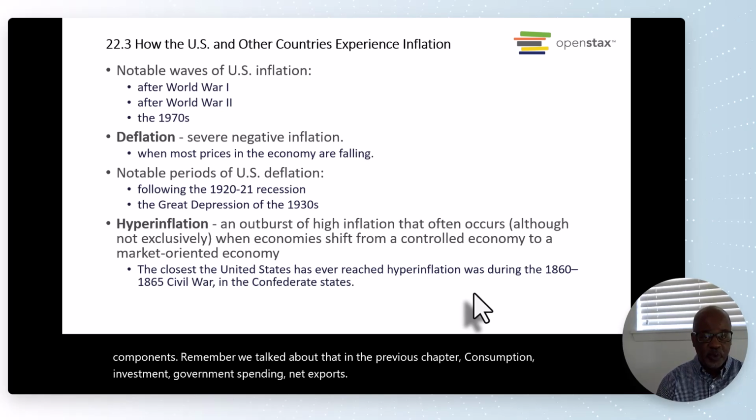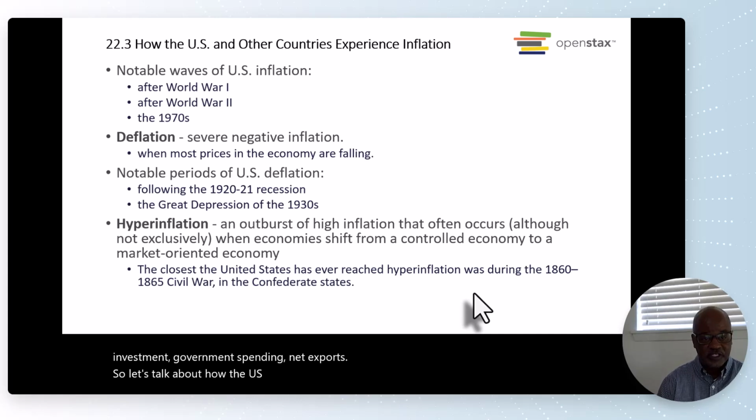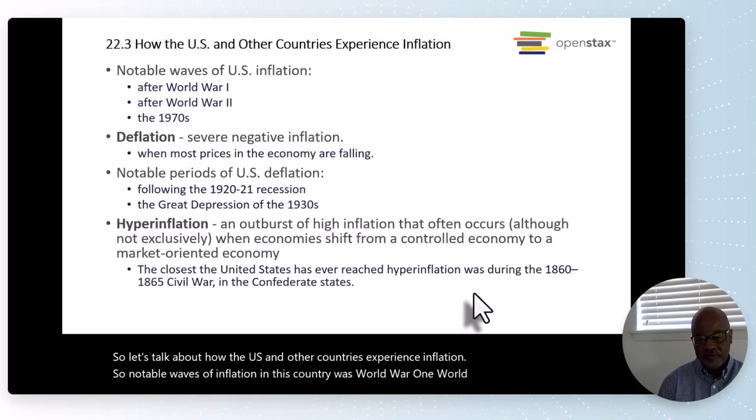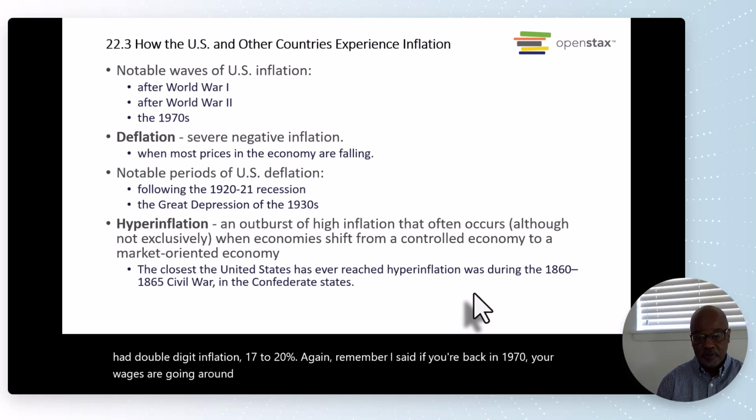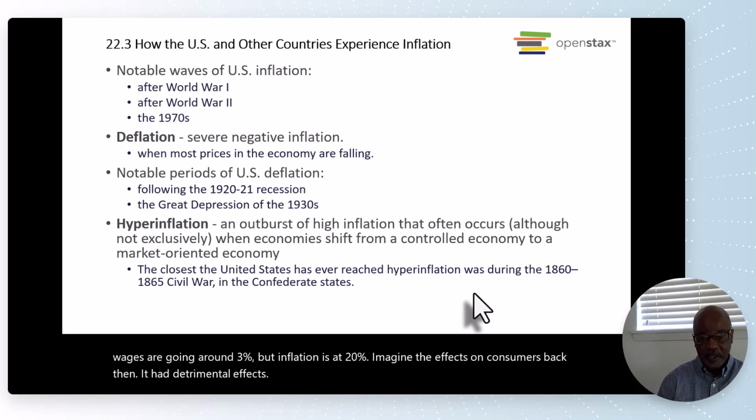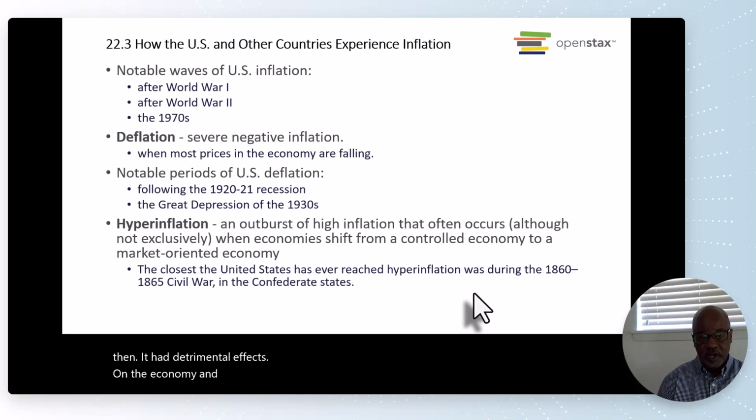So let's talk about how the US and other countries experience inflation. Notable waves of inflation in this country were World War One, World War Two, and the 1970s. We had double-digit inflation, 17 to 20%. Again, remember, I said if you're back in 1970, your wages are going around 3%, but inflation is at 20%. Imagine the effects on consumers back then. It had detrimental effects on the economy and the economics of our country in the 1970s.